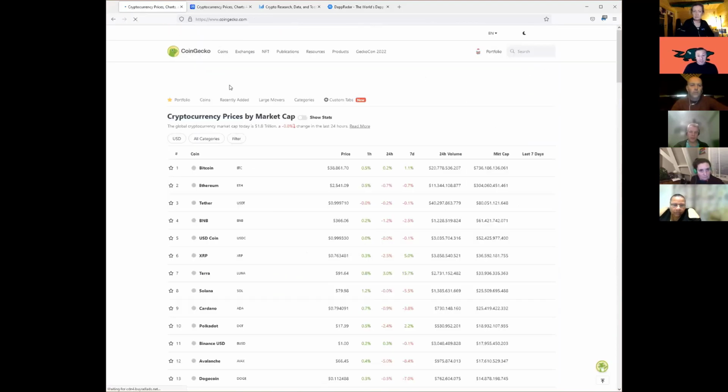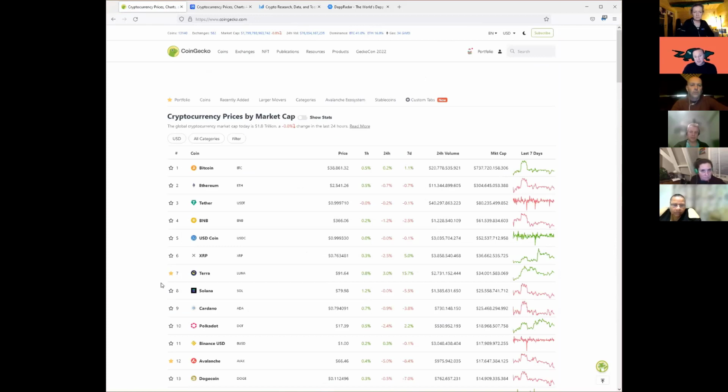So I said about portfolio. The other thing you can do is add them to your portfolio. So if there is a token that you want to follow and you want to see exactly what's happening with it, you've got the opportunity to add it to one of your portfolios.